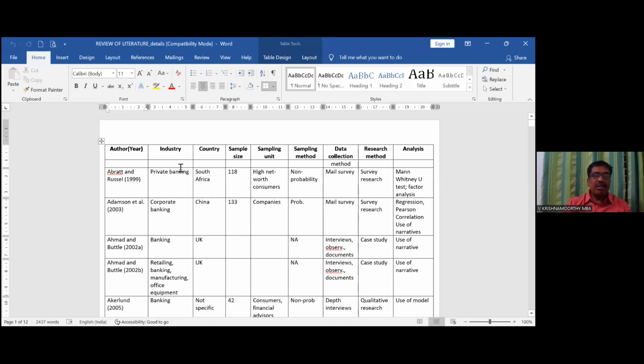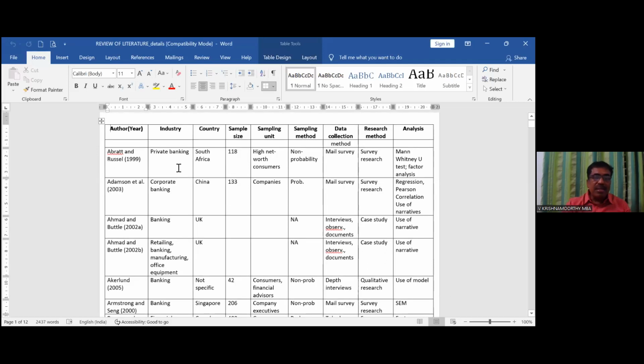Say for example, this is the way of preparing a table. This is related to customer relationship management. This researcher created one table. Say for example, author, industry, country in which this research has been conducted, sample size. What is the sample size? What is the sampling unit? What is the sampling method? Which sampling method has been used by the researcher? Which data collection method? Research method? What is the analysis? Finally, conclusions. You can create one table.